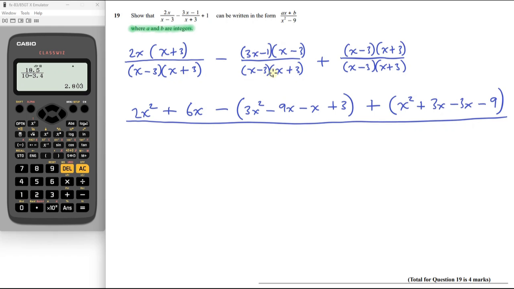plus 3. And actually what I'm going to do is I can see that if I just expand that, I will be left with this. So let's just expand these brackets. We're going to have x squared minus 9.